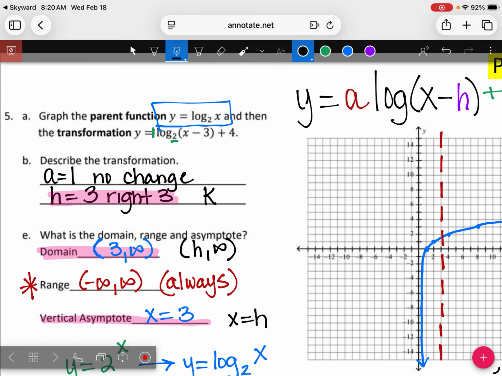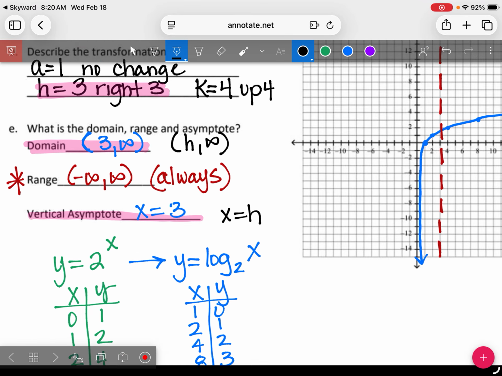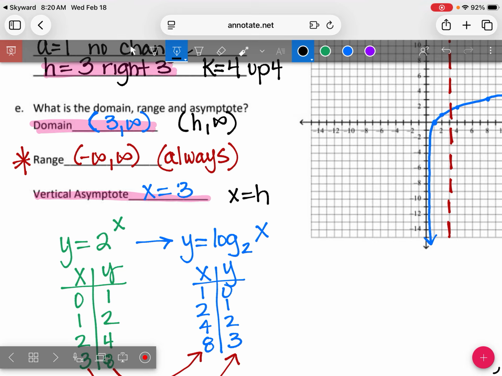Up 4. Okay, so we got my h and k. So now let's go to our parent table. We're going to add the h to x like we always do. And that doesn't matter. That will never change. So we're going to add 3 to all 4 of these numbers.